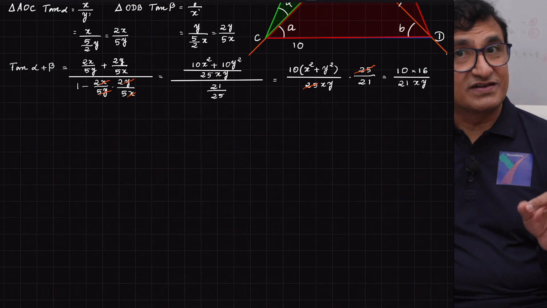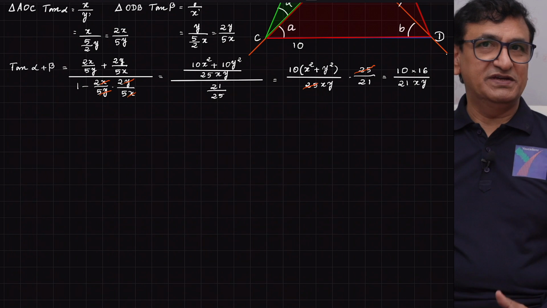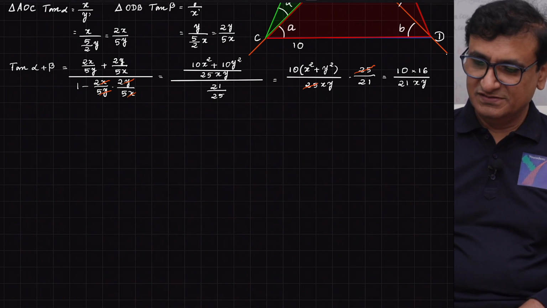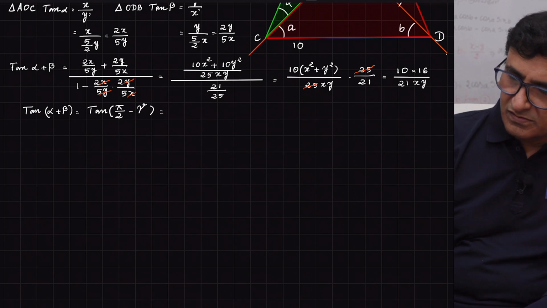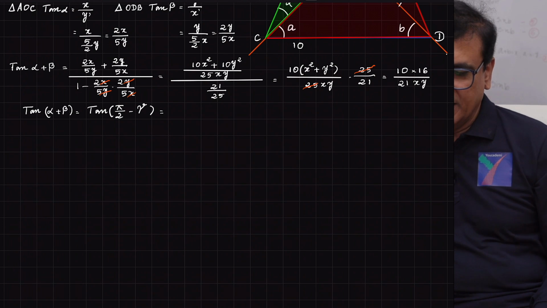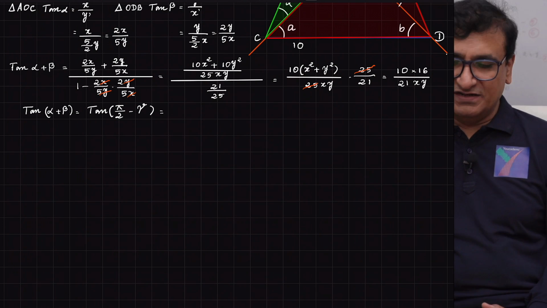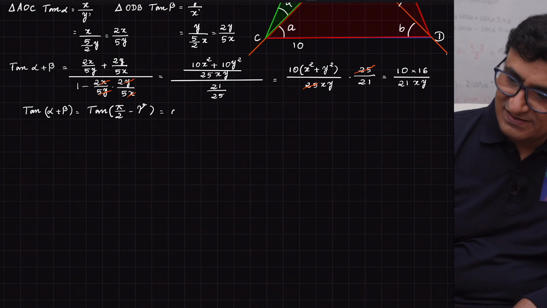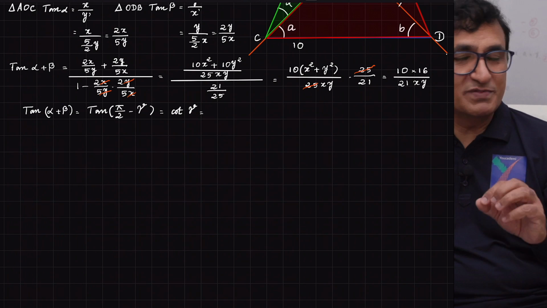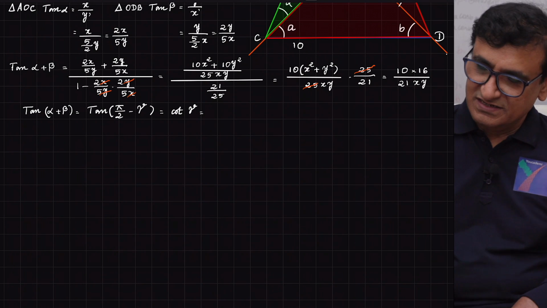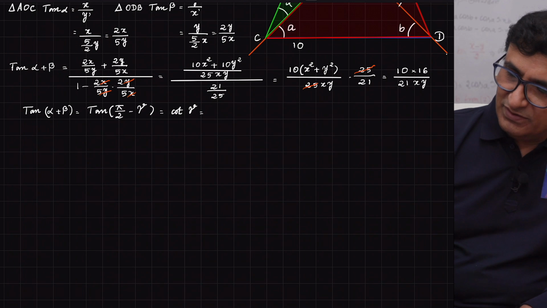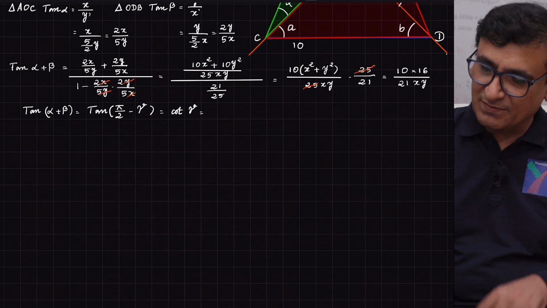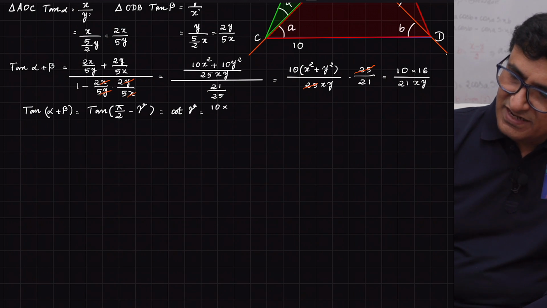Now we have tan alpha plus beta. Alpha plus beta is pi by 2 minus gamma. So tan alpha plus beta equals tan of pi by 2 minus gamma, which is nothing but cot gamma. So that is the complementary angle formula for tan. So cot gamma is 10 multiplied by 16 divided by 21xy.